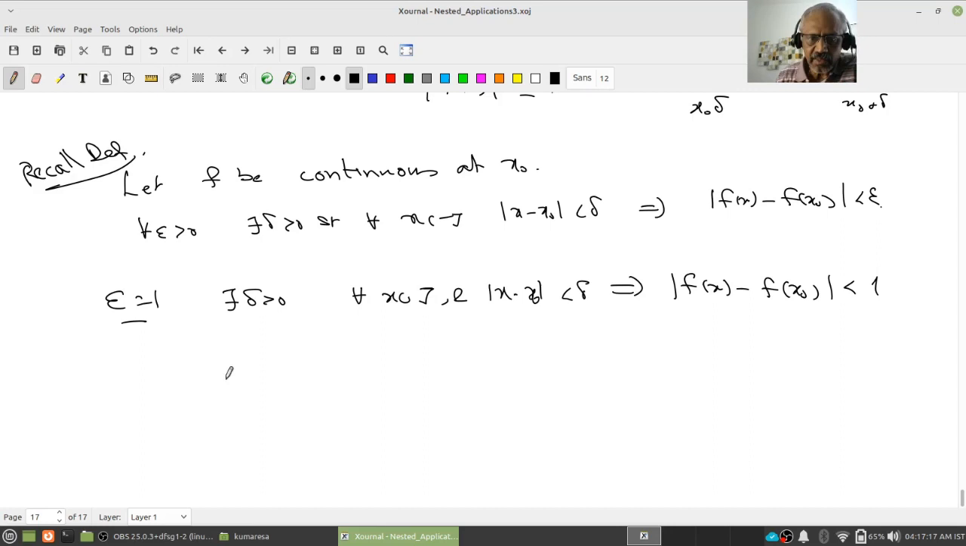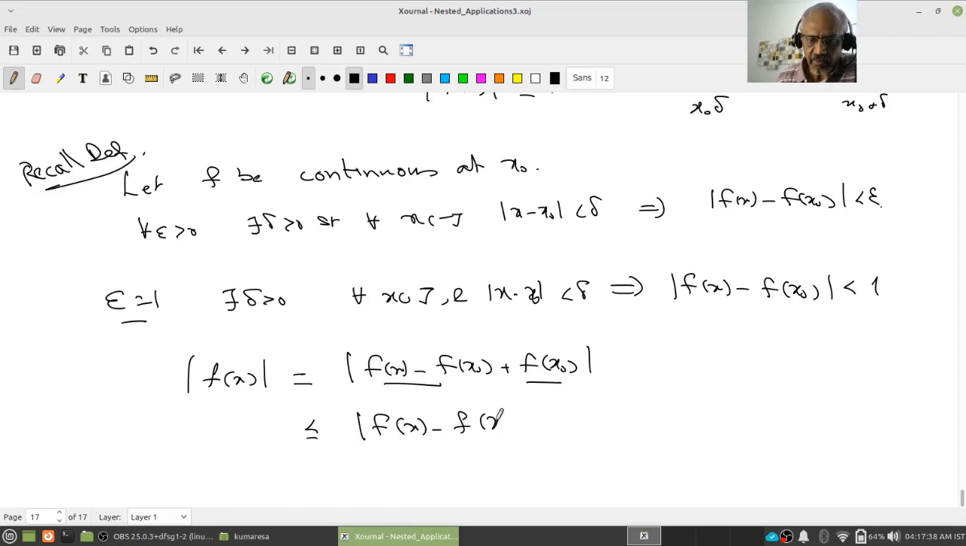Since I know this, from this I want to get an estimate of mod fx. Therefore, I can write fx as fx minus fx naught plus fx naught. Right? Now apply the triangle inequality to these two numbers. Therefore, mod fx is less than or equal to mod of fx minus f of x naught plus mod of f of x naught. Right? Now for x in J and mod x minus x naught less than delta, we know this is less than 1. Right?